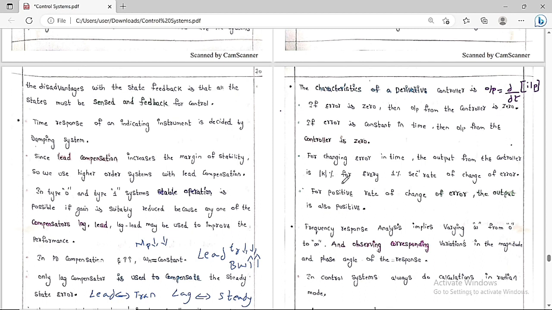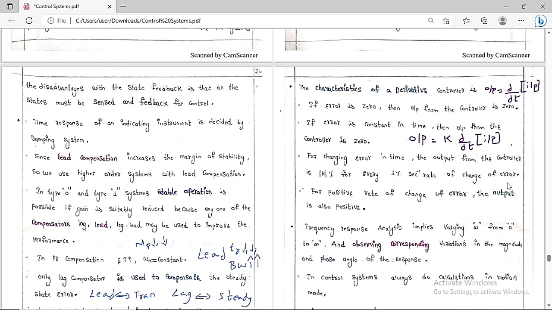The next point is, for changing error in time, the output from the controller is an amount of k percentage for every 1% per second rate of change of error. So what is the exact expression of a derivative controller? Output is equal to k into the derivative of the input. This is the exact expression.